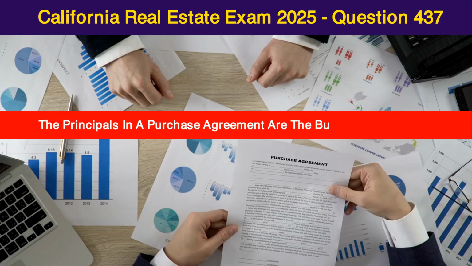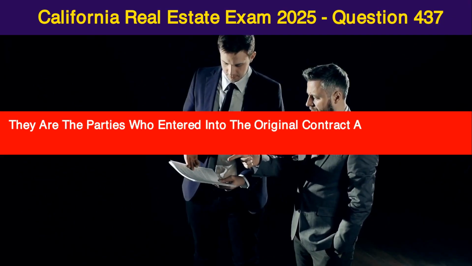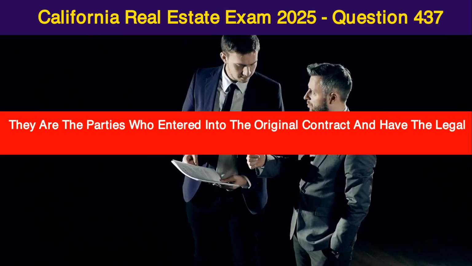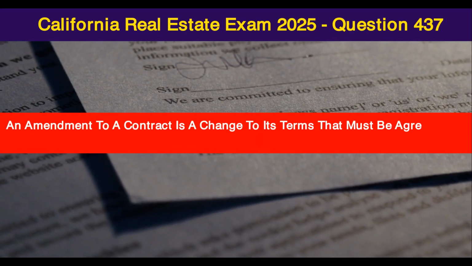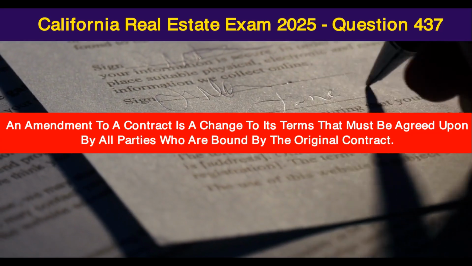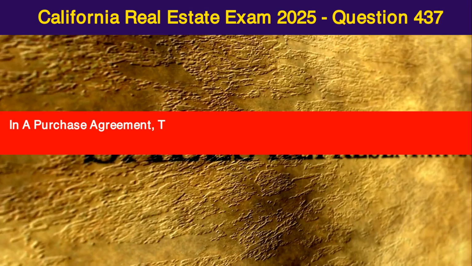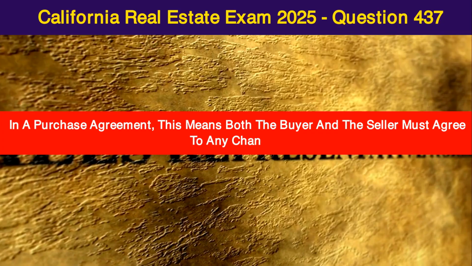The principals in a purchase agreement are the buyer and the seller. They are the parties who entered into the original contract and have the legal authority to modify its terms. An amendment to a contract is a change to its terms that must be agreed upon by all parties who are bound by the original contract. In a purchase agreement, this means both the buyer and the seller must agree to any changes.